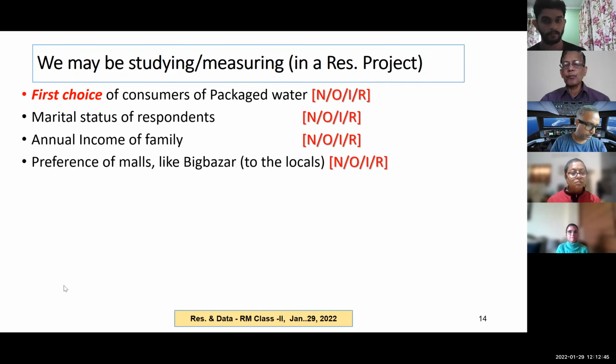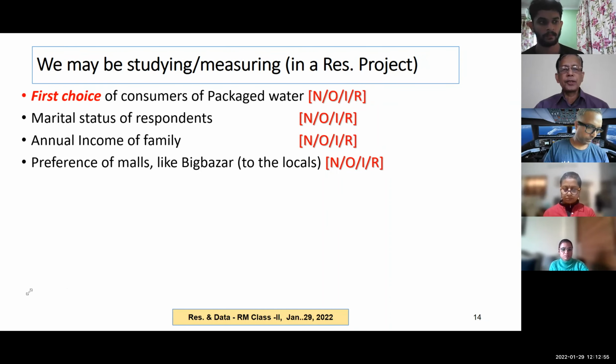Sir, I have not been able to understand the interval and ratio, but maybe I can come back. If others have understood it, I can come back to you later. No, I think it is interesting. We should discuss that. Let me give a try once again.